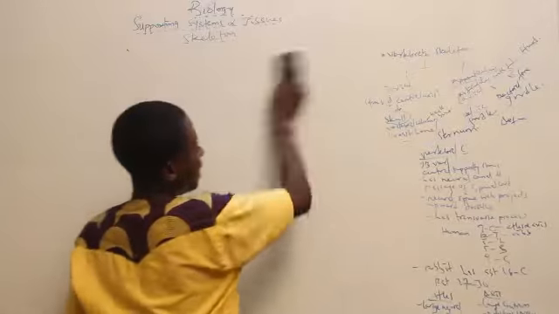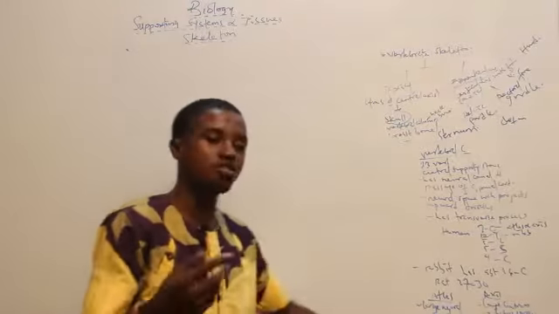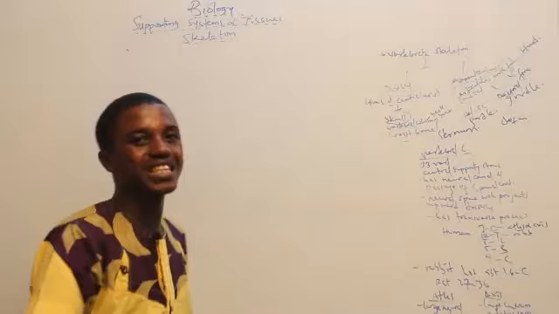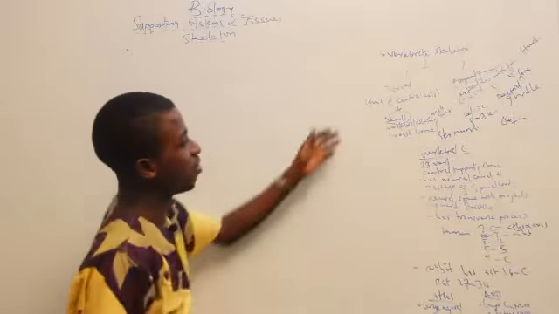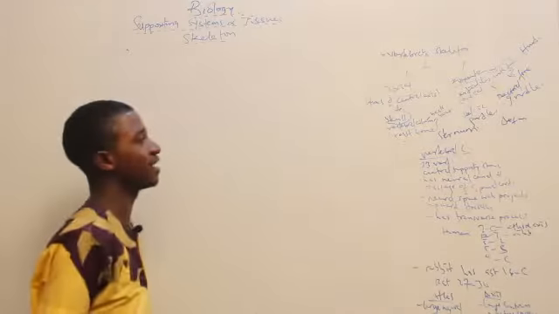And the skull has bones. We have the frontal bone, and we have the occipital bones, among many other bones that are found in the skull. So aside from the skull, we'll quickly look at the vertebral column.